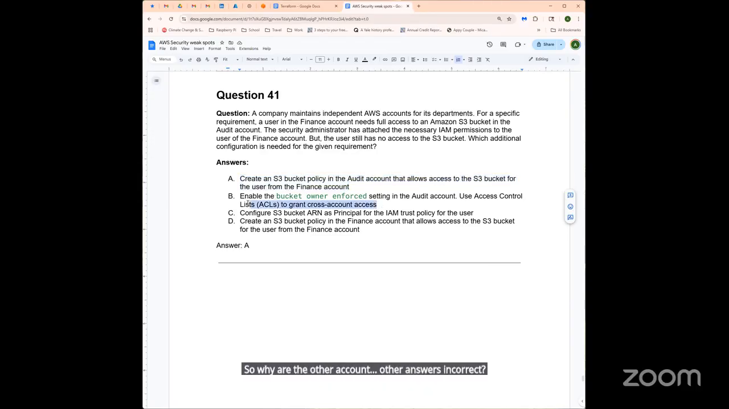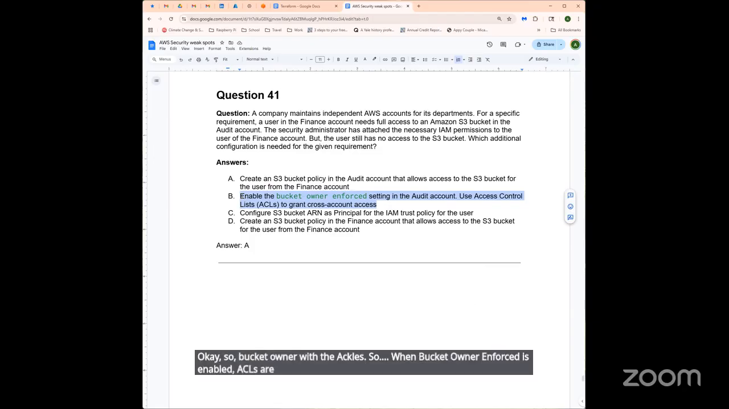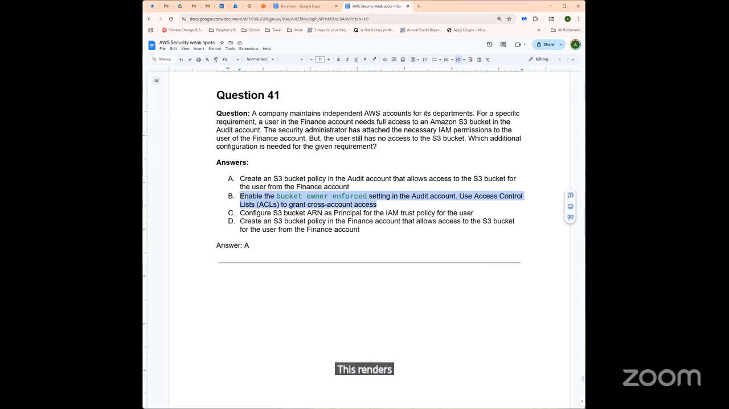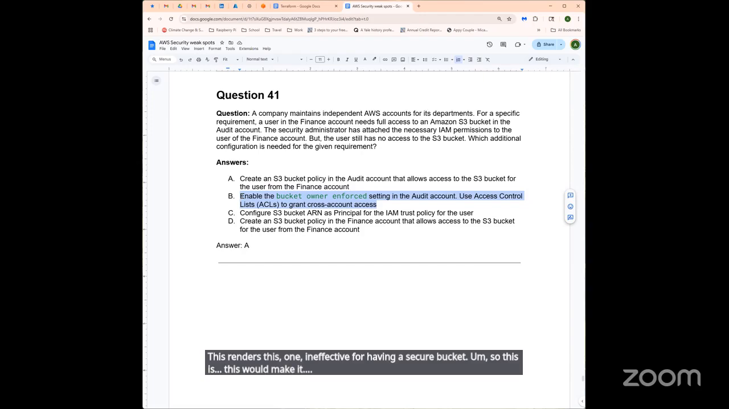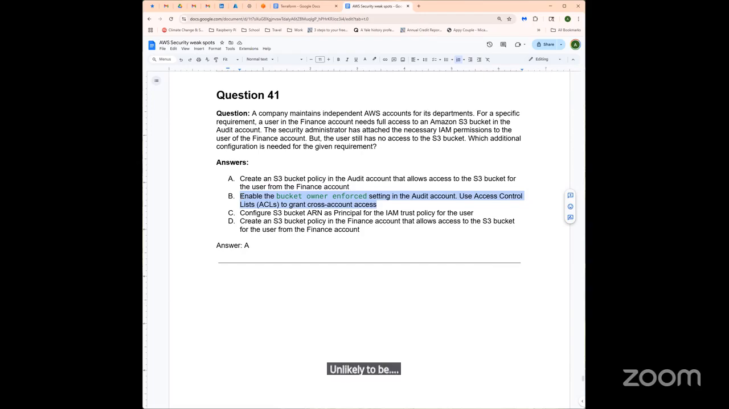All right, so let's see this bucket owner. Okay, so bucket owner with the ACLs. So when bucket owner enforced is enabled, ACLs are disabled. This renders this one ineffective for having a secure bucket. So this would make it unlikely to be enabled in your account, right? You should not do this.